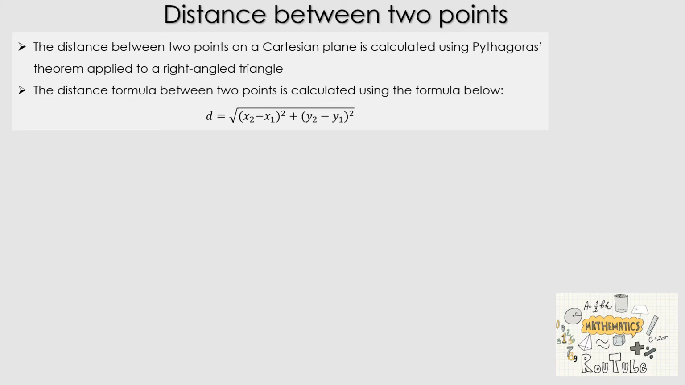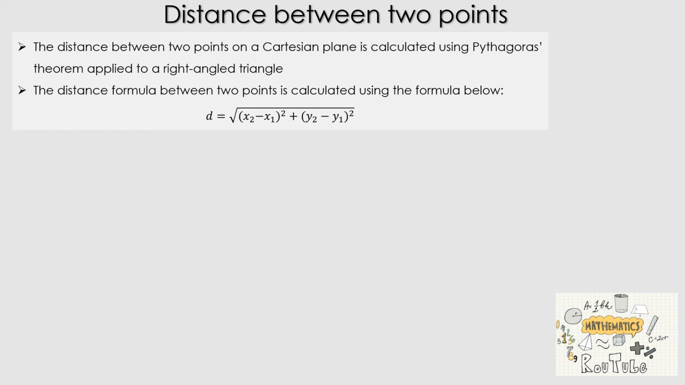So now we'll turn our attention to finding the distance between 2 points. The distance between 2 points on a Cartesian plane is calculated using Pythagoras' theorem applied to a right-angled triangle. In simpler terms, we can just apply this formula, which is called the distance formula, and that will help us to work out the distance between 2 points.